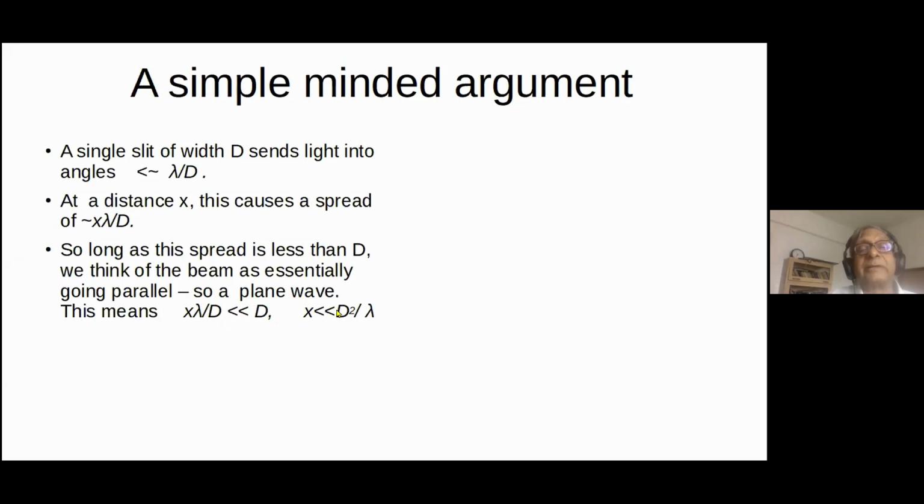So if you want a simple numerical example, you could have a laser of wavelength 1 micrometer, and let us say you have a slit of width 1 millimeter. So d over lambda is a factor of 1000. So then you have to go to 1000 times d, you have to go to 1000 millimeters. So that means a laser beam of width 1 millimeter can be treated more or less as a parallel beam up to about 1 meter. And then it will start spreading out.